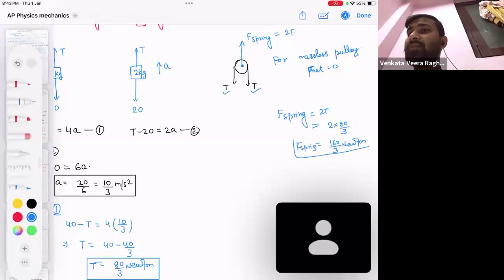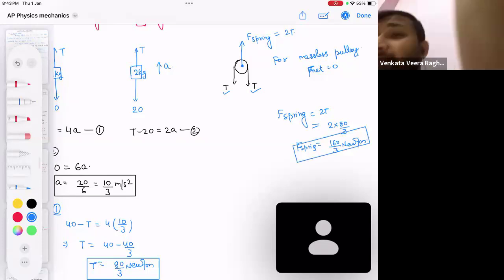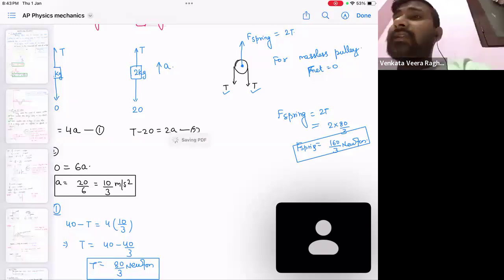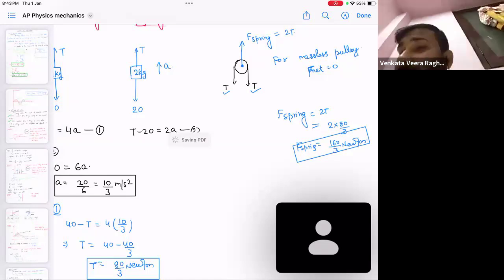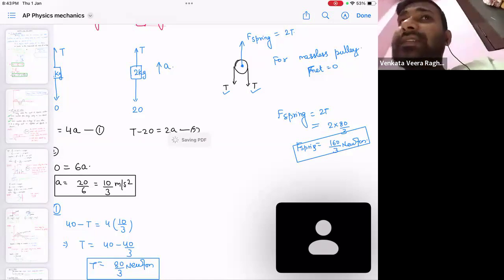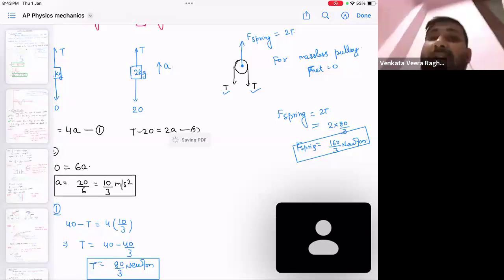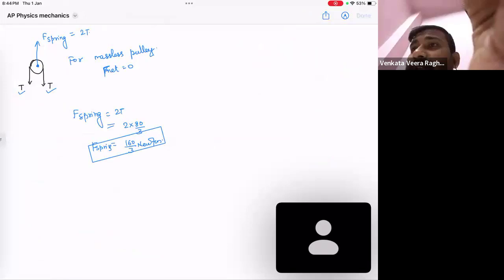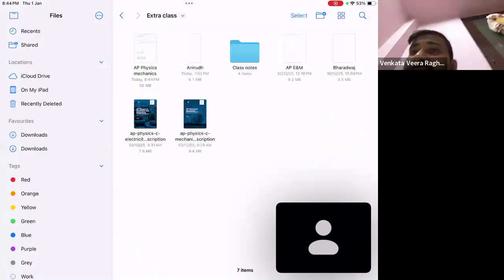Understood? So please keep in mind whenever you see an ideal pulley, both sides of the pulley, upward and downward, we will always have the same amount of force. So the net force acting on the pulley should always be equal to zero. Understood? Let's discuss one last example.